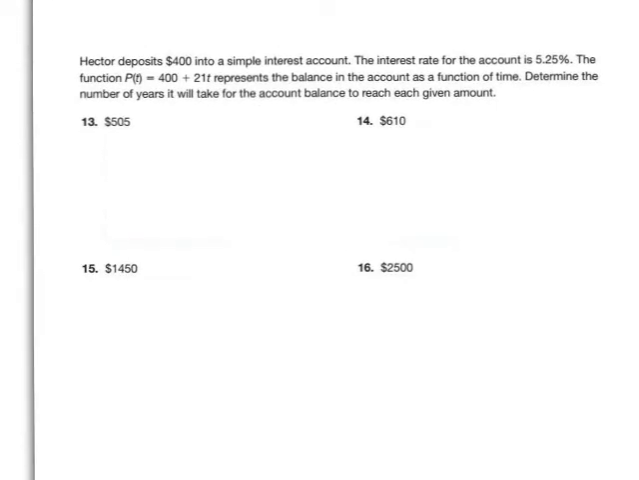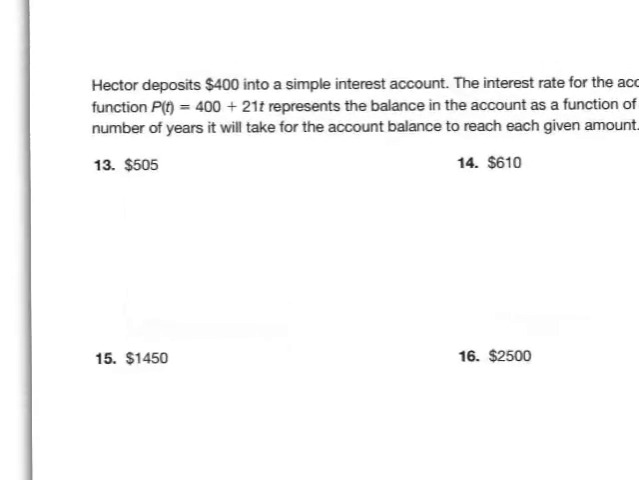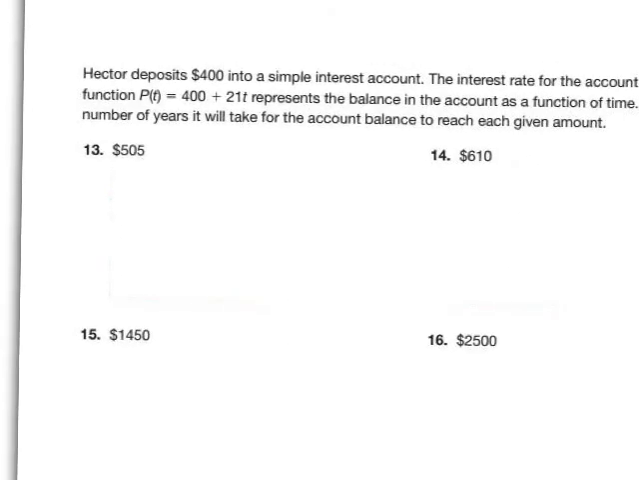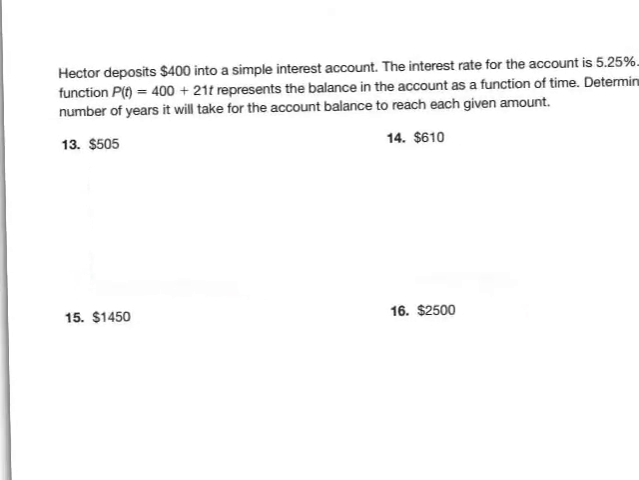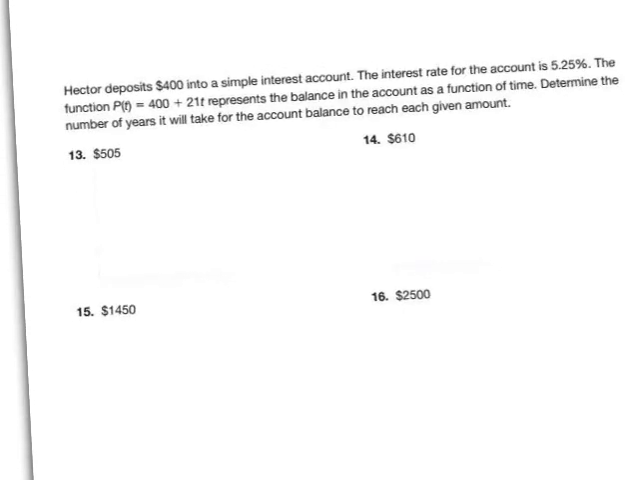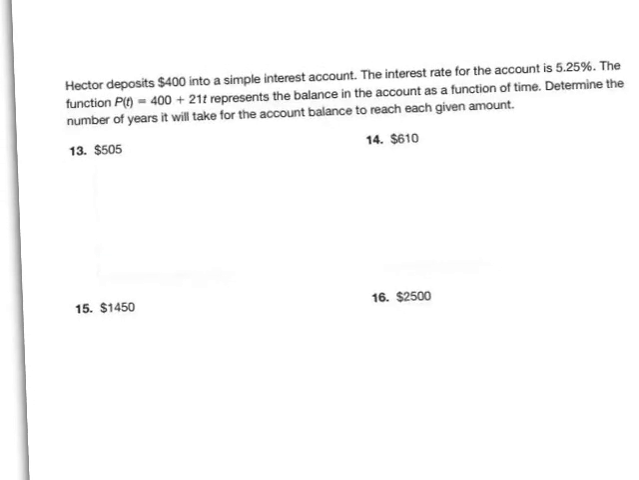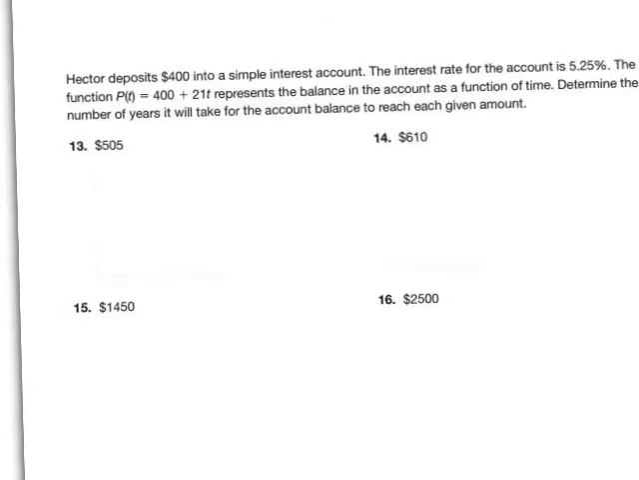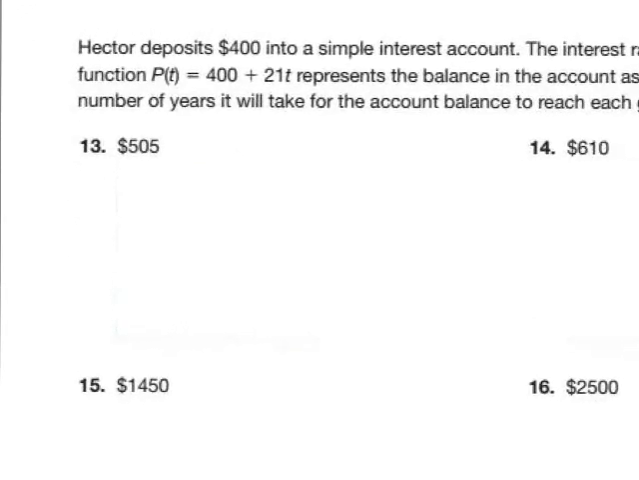Hector deposits $400 into a simple interest account. The interest rate is 5.25. Here's the function, 400 plus 21t. Okay, so I think it is also the same case as the previous one. Let me read the question. Determine the number of years it will take for the account balance to reach each given amount. Okay, so this is slightly different. All right, let me slow down here.